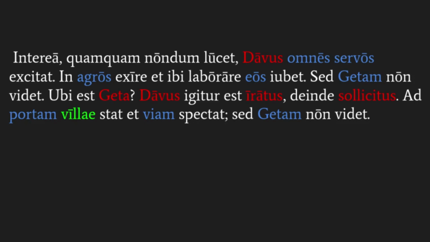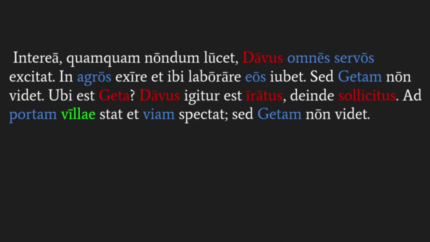Interea, quamquam nondum lucet, Davus omnes servos excitat. So interea means meanwhile. So meanwhile, although quamquam nondum lucet, it's not yet light. Remember, nondum means not yet. Davus omnes servos excitat. So Davus excitat, wakes up, omnes servos, all the slaves. So it's talking about the next day. It's light out almost, but remember the slaves have to start working right at light, at sunrise.